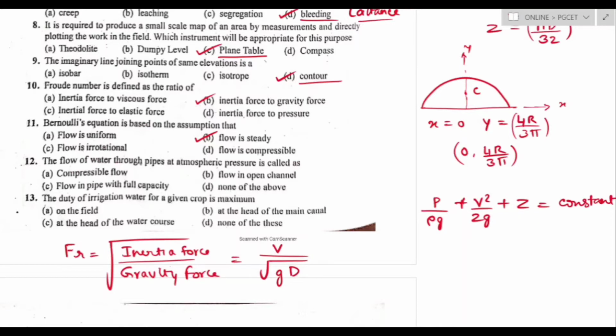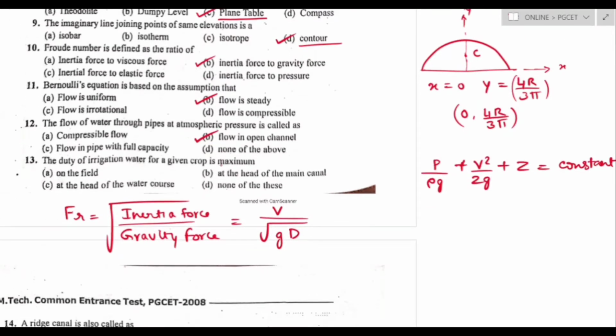Question number 12. The flow of the water through pipes at atmospheric pressure is called flow in the open channel. Option B is the right answer.